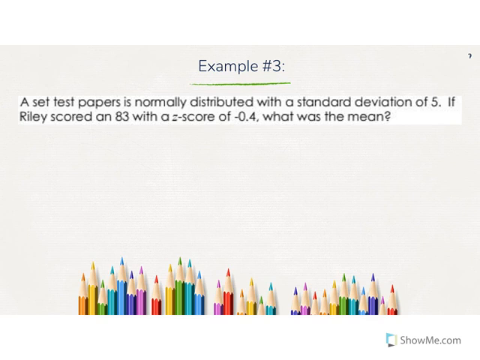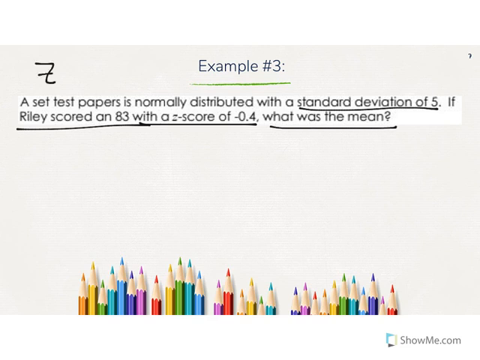We have a set of test papers that is normally distributed with a standard deviation of 5, and Riley recorded an 83 with a z-score of negative 0.4. What is the mean? If we're given different parts of this information, we can still use it to find out each of these values.